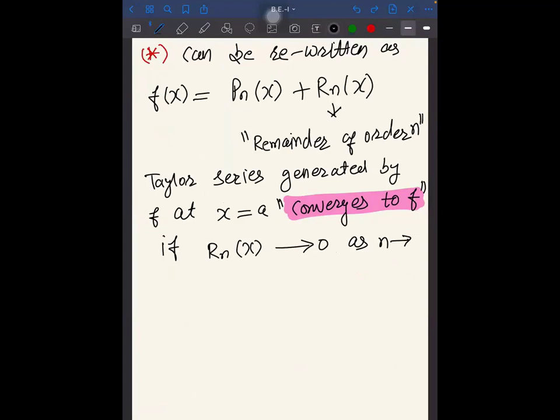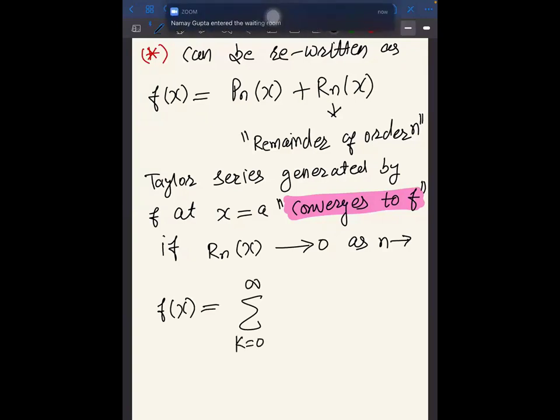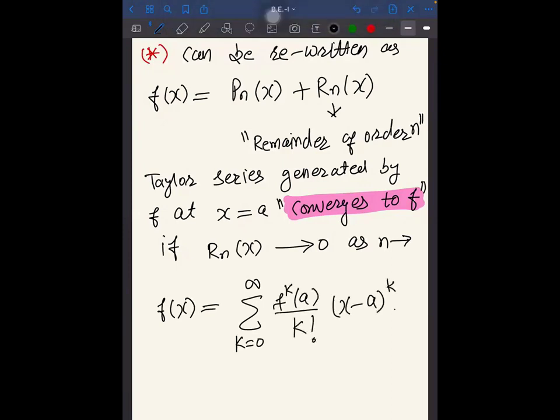So of course, in that case, this expression will become f(x) equals summation k runs from 0 to infinity, f^(k)(a) upon k factorial into (x minus a) raised to power k. Are you getting this? So let's do one question on this, and then we'll come to know how things are actually working.